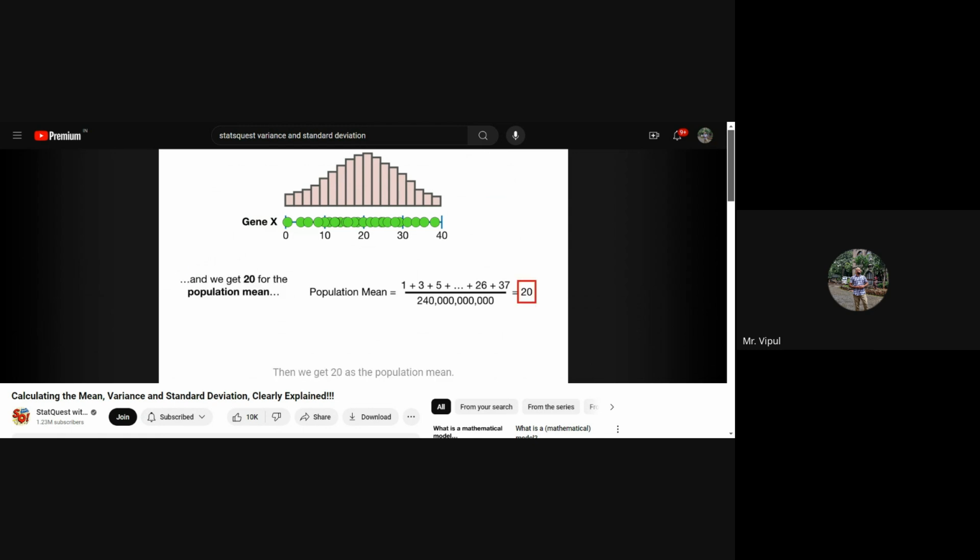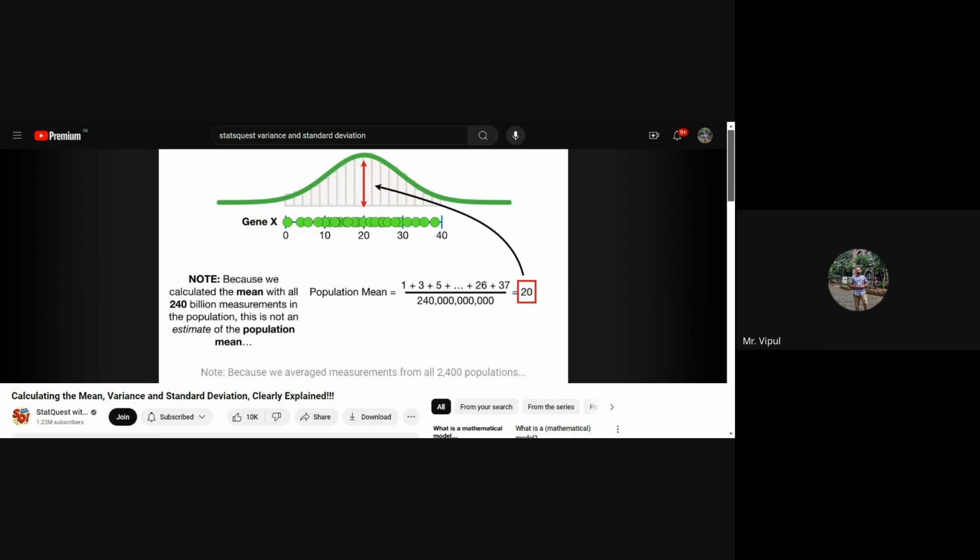And we get 20 for the population mean. And we center the normal curve on the population mean. Note: because we calculated the mean with all 240 billion measurements in the population, this is not an estimate of the population mean. It is the population mean.